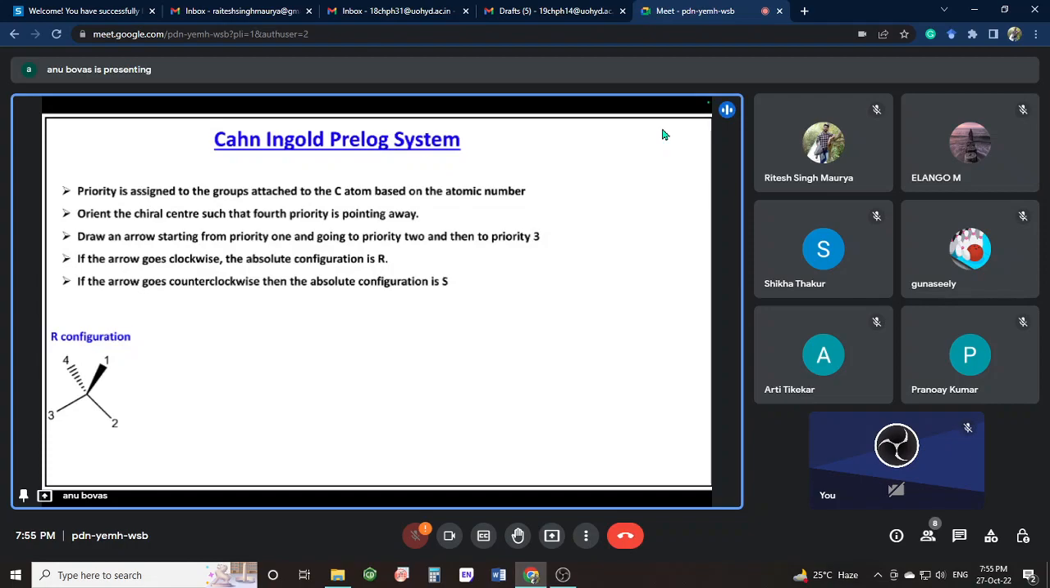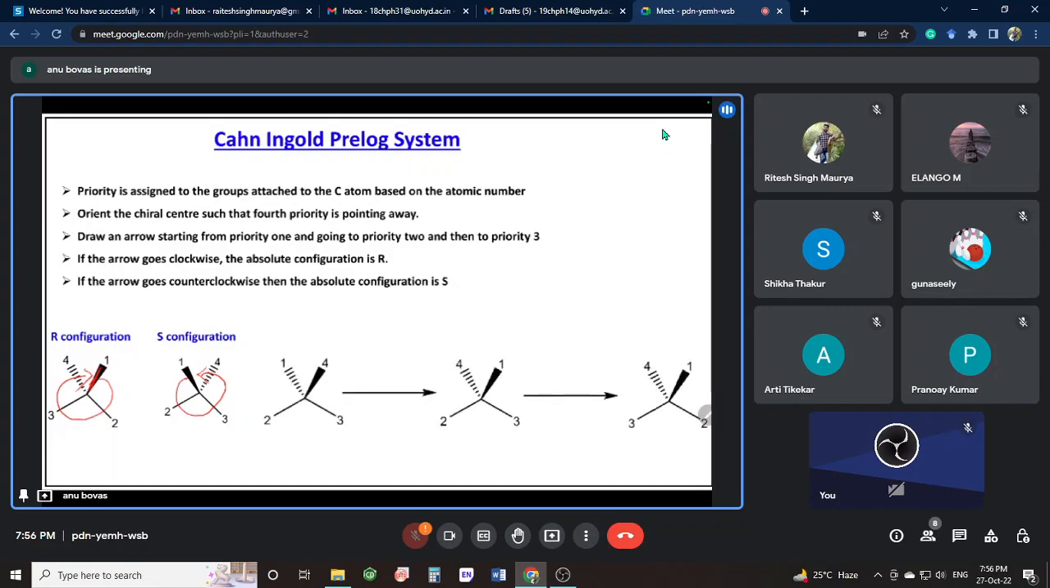Okay. Now, this is an example. Let us imagine that here the highest priority group is 1, then 2, 3, 4. So 4 is pointing away from us. We just draw an arrow. This arrow is in the clockwise direction, so it will be the R configuration. Similarly, if we have such a configuration, we start from 1, 2, 3, and this is in the counterclockwise direction, so it will be the S configuration. This is easy because in both cases the fourth priority group was pointing away from us.